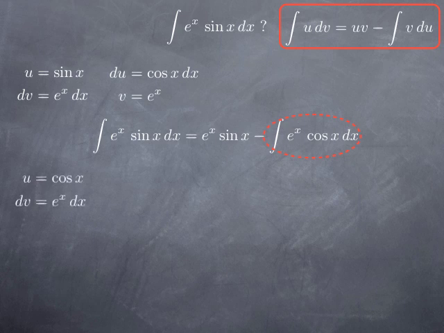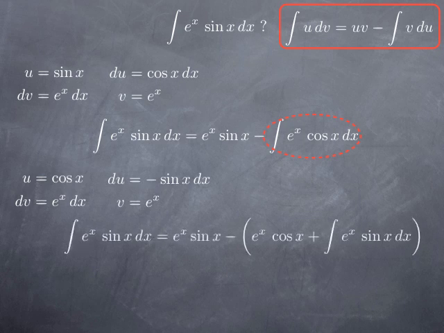And let's say we take u as cosine x and dv as e to the x dx. Then du is negative sine x dx and v is e to the x. If we use the integration by parts formula, we obtain that the integral of e to the x sine x is e to the x sine x minus, and then we replace this integral using the formula: uv, e to the x cosine x, minus the integral of v du. But du is negative sine x dx, so minus the integral of v du is going to give me plus the integral of e to the x sine x.